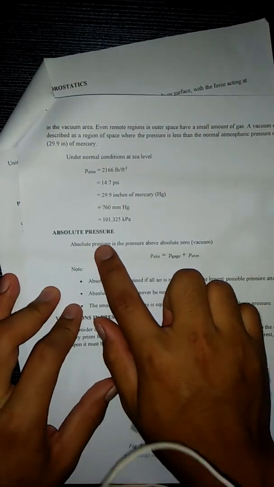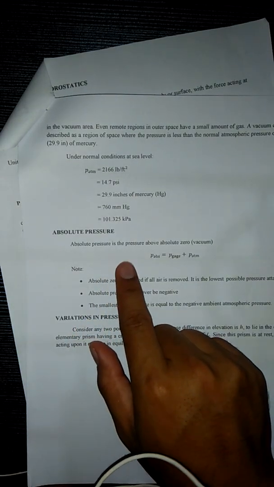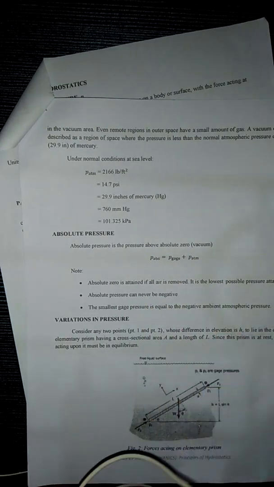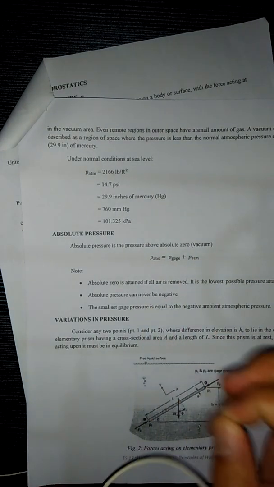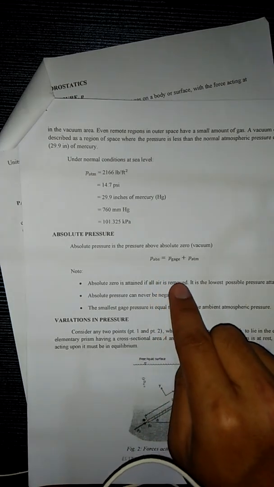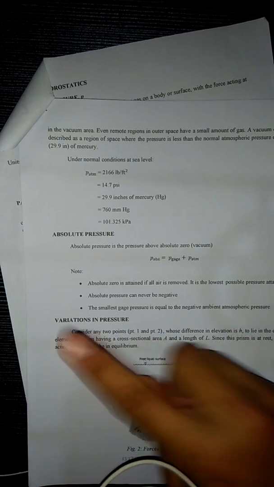So, let's proceed with absolute pressure. Si absolute pressure daw is the pressure above absolute zero, that meaning to say vacuum. Pero yung absolute pressure is the sum of gauge pressure and atmospheric pressure. Again, si absolute pressure is sum or addition ng gauge pressure at atmospheric pressure.